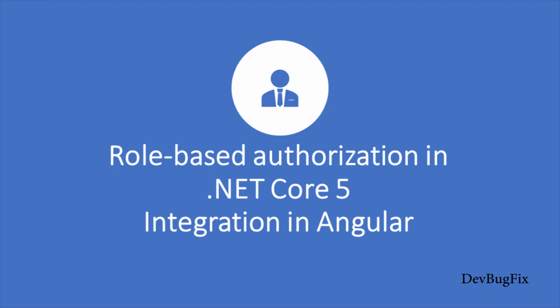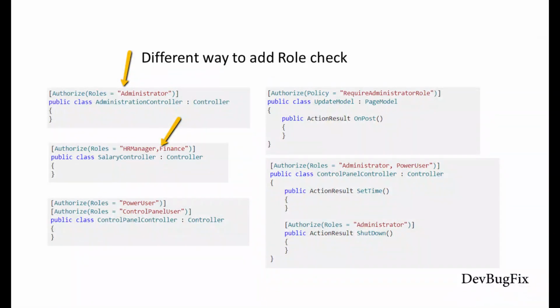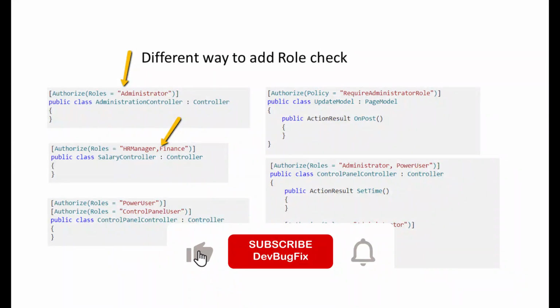In this video we implemented role-based authorization in .NET Core 5 and we implemented it in an Angular project. In this video we implemented these two highlighted role checks. In order to access the first method, a user with role type administrator can access this method, and for the second method, a user with role type HR manager or a user with role type finance can access this method. In the next video we will implement users with multiple roles and we will implement the remaining role checks.